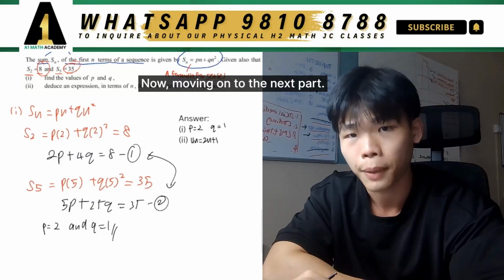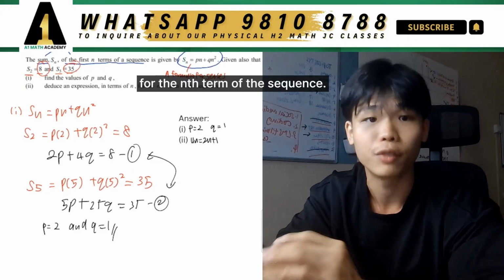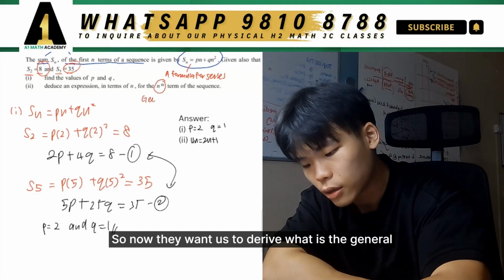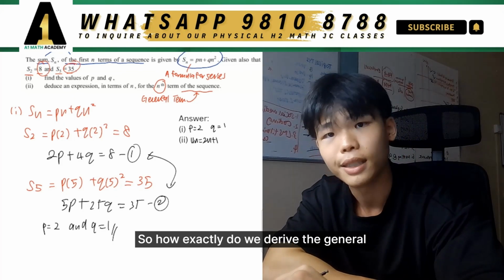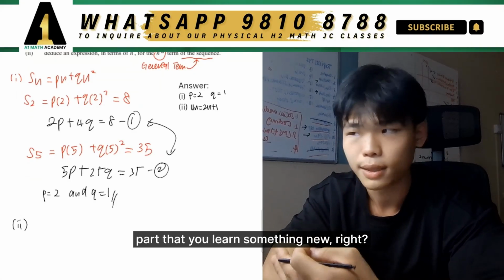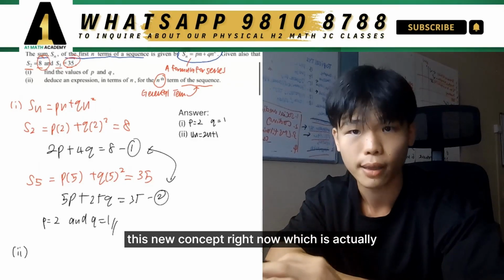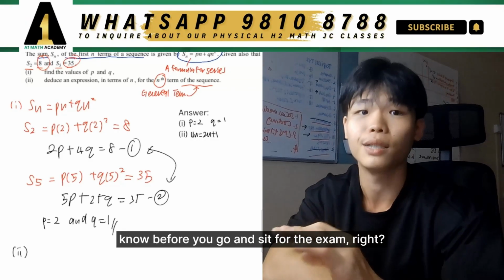Now moving on to the next part, they want us to deduce an expression for the nth term of the sequence. So now they want us to derive what is the general term of the sequence, as you can see over here. So how exactly do we derive the general term of the sequence? This is where it's a part that you learn something new, right? So for this part, I'm going to be talking about this new concept right now, which is actually one of the formulas that you are required to know before you go and sit for the exam, right?